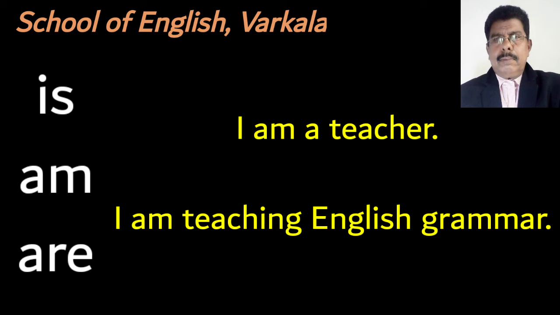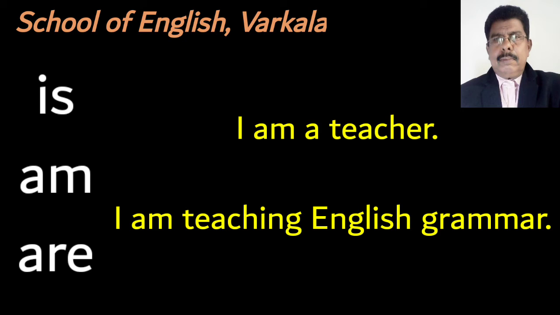In order to make its continuous form, it has accepted ing. And when the root verb or the main verb teach accepted ing, it lost its verbal form. It became a half verb or one-third verb or two-thirds verb. And in order to become a full verb, or in order to become a verb which can stand on its own feet, it depended on am. So here am is helping teaching, the verbal form teaching. So am is used as an auxiliary verb.